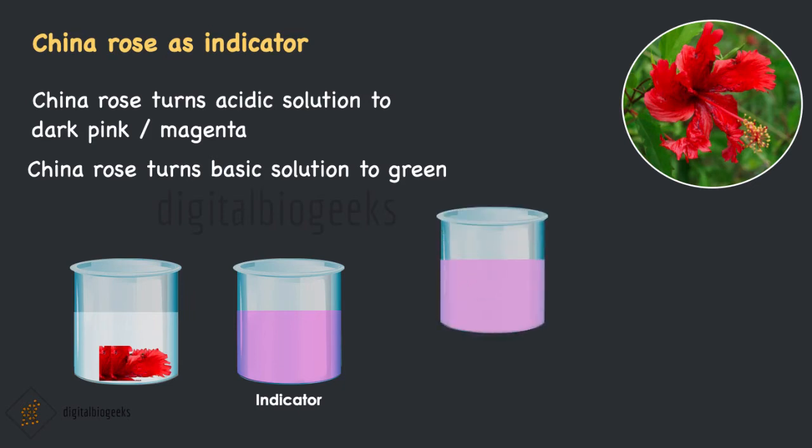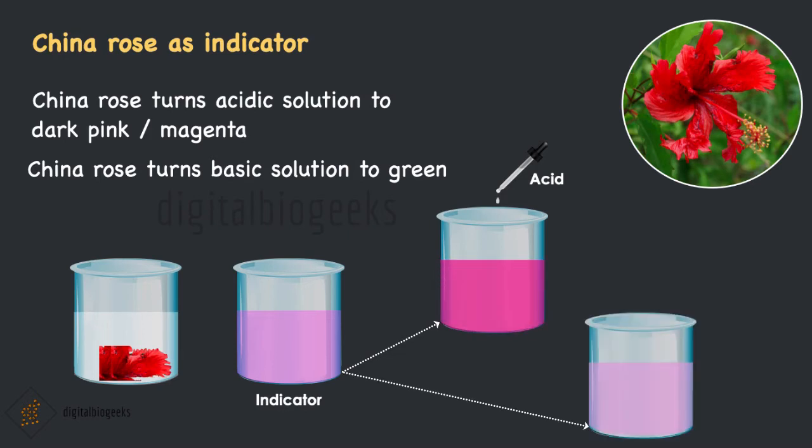If we add some vinegar to this solution, it will turn dark pink as vinegar contains acid. If we add some baking soda to this solution, it will change to green color as baking soda is basic. Hence, we can conclude that China rose indicator turns dark pink in acidic medium and green in basic medium.